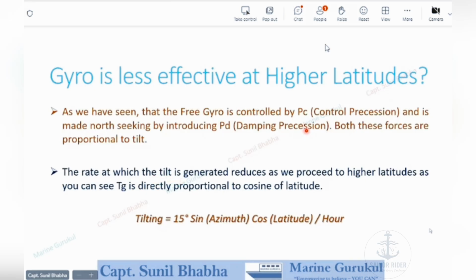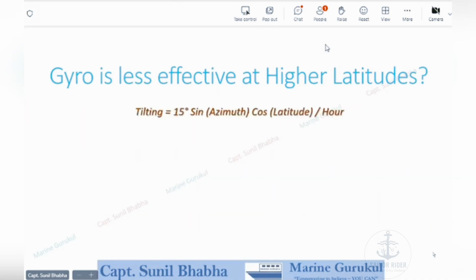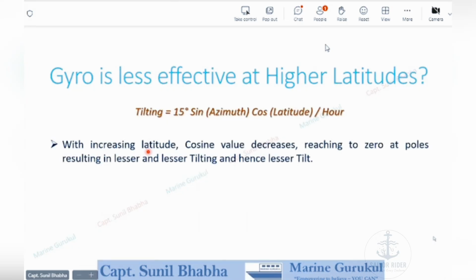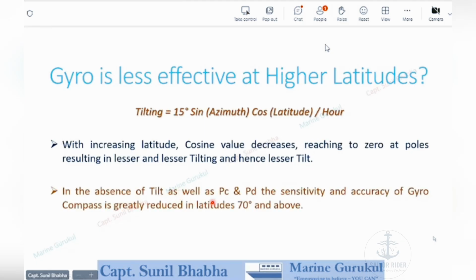If tilt is not generated, PC and PD will not be generated. And if PC and PD do not exist, the gyro cannot become a north-seeking damped gyro compass. So with increasing latitude, the cosine value decreases, reaching 0 at the poles, resulting in lesser and lesser tilting and hence lesser tilt. In the absence of tilt, as well as the absence of PC and PD, the sensitivity and accuracy of the gyro compass is greatly reduced in latitude 70 degrees and above.